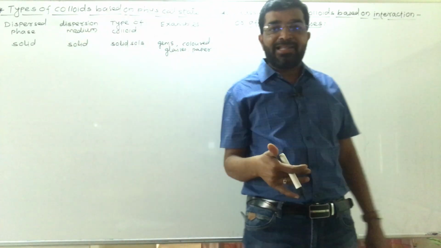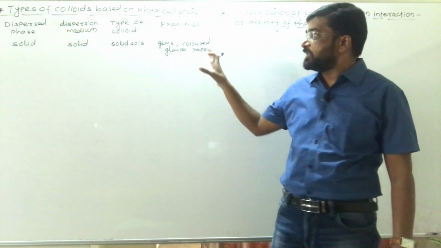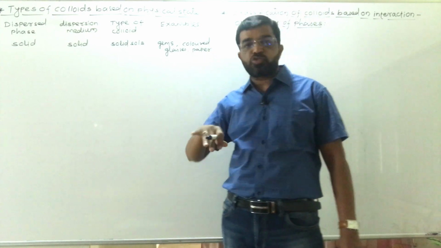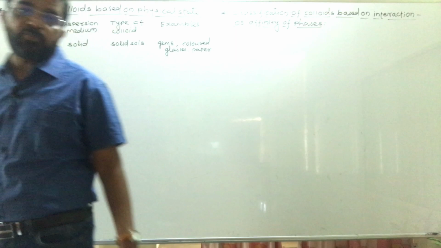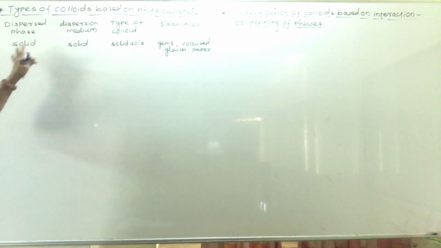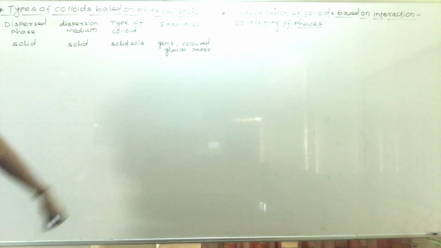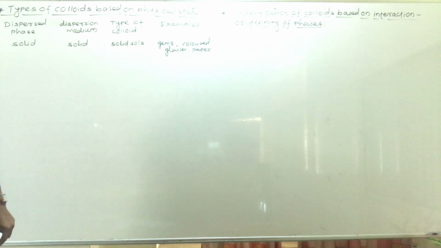Here these are colloidal solutions, so alloys are not this type of solution. No doubt they are solid in solid, but they are true solutions. So first type of colloidal solution, solid in solid, they are known as solid sols. Colored glasses, gemstones, paper are examples of this type of colloidal solution.